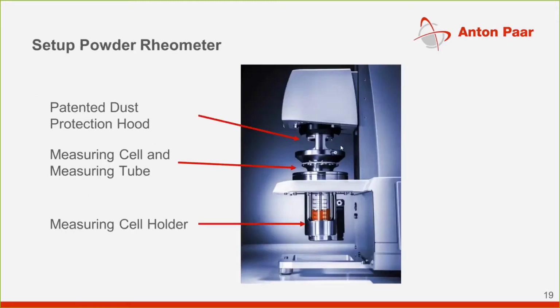So this brings us to the setup. And this is what the setup of the powder cell and the rheometer looks like. At the bottom, we have the measuring cell holder, in which the measuring cell with the measuring tube can be inserted very simply. It's just a drop in and twist until it clicks. So this is very easy to remove and to exchange for samples. On top of this, we can also see the patented dust protection hood, which keeps the powders in the cell even when fluidizing. This is very practical because even when you're fluidizing the powders and they're showing this dynamic fluid-like behavior, they will remain in the cell.